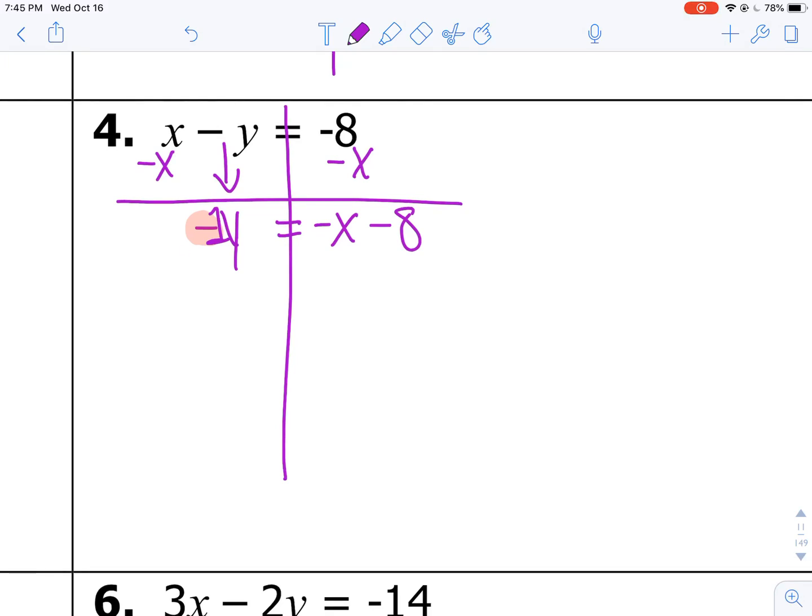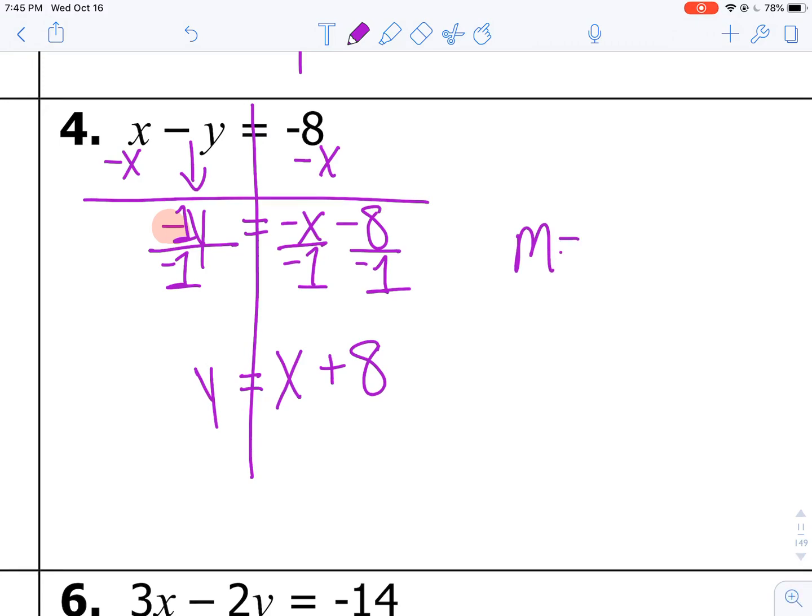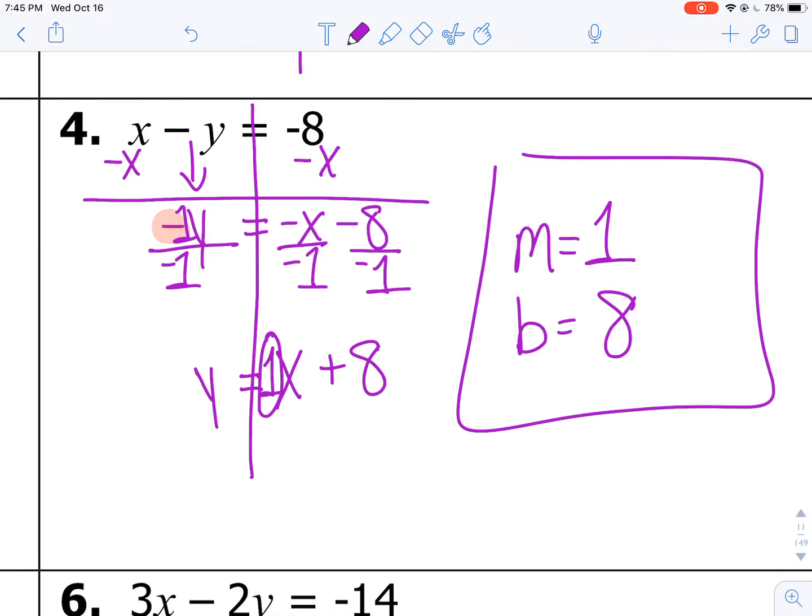So I have to divide by my y coefficient, which is dividing everything by negative 1. Y equals negative x divided by negative 1 is going to give me positive x. Negative 8 divided by negative 1 is going to give me a positive 8. So my slope is my number attached to that x, which is an imaginary 1. My y-intercept is that 8.